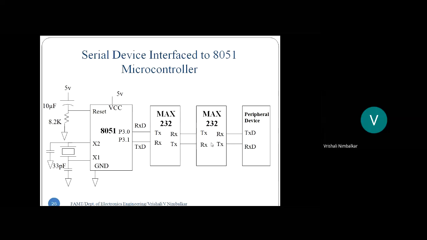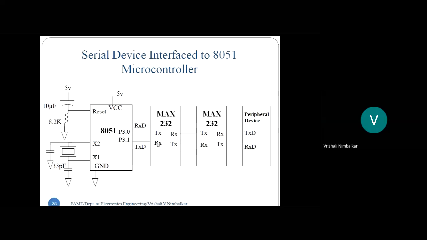0 volt, 5 volt converts into plus minus 15, and plus minus 15 converts back into 0 and 5 volt. Hence the name given is level translator. We never directly connect TXD and RXD of the microcontroller to the TXD and RXD of the receiving peripheral device. Is that okay? We always use the level translators in between. So that's the interfacing diagram, right? Serial reception and serial transmission.